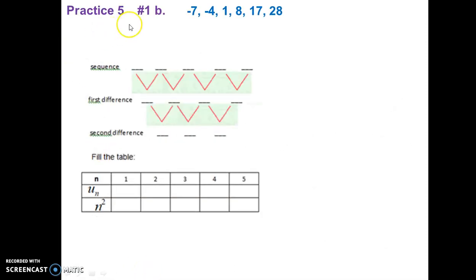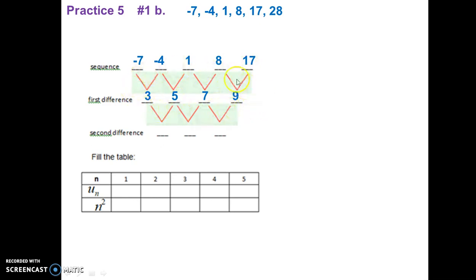Let's look at practice 5, number 1b. All right, here's the sequence. So I'm going to write the sequence here. Please get used to using these symbols and showing all this work. This process will get you to be stronger in this skill for sure. So first I'm going to find the first difference. From -7 to 4, you have to add 3 to get there. From -4 to 1, it's adding 5. From 1 to 8, it's adding 7. And from 8 to 17, it's adding 9. So that's our first difference.